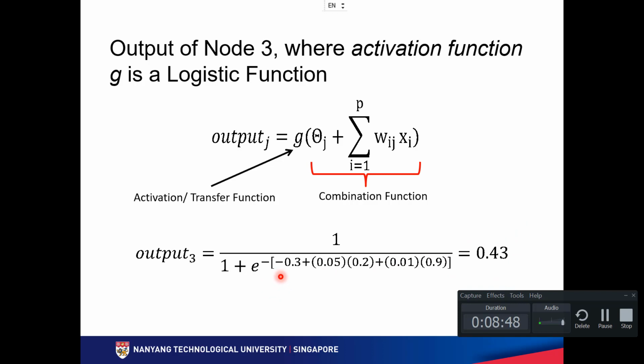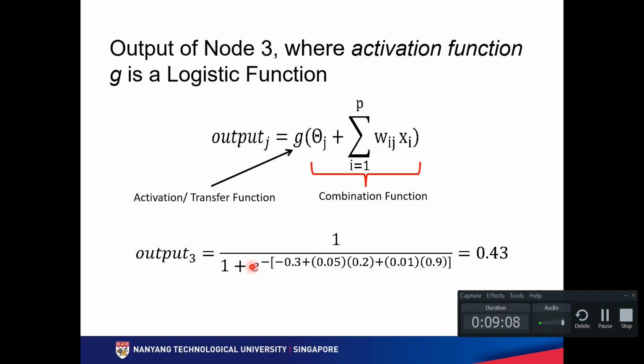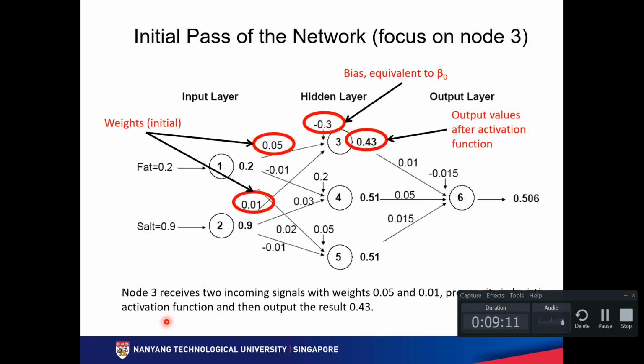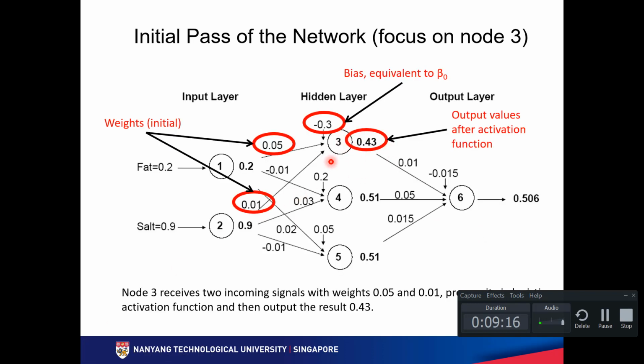And if you look at the sigmoid at this layer, 0.05 times 0.2 plus 0.01 times 0.9, which is referring to 0.05 times 0.2, 0.01 times 0.9, correct? So it's referring to this. Then this is minus 0.3, referring to this. So the answer should be 0.43, which is referring to this. Of course you can repeat the process to get 0.51 and 0.51. And you can repeat the process to get 0.506. So you can do that.